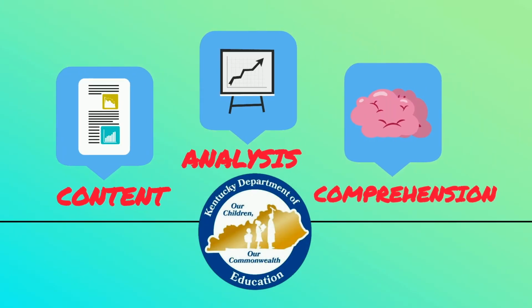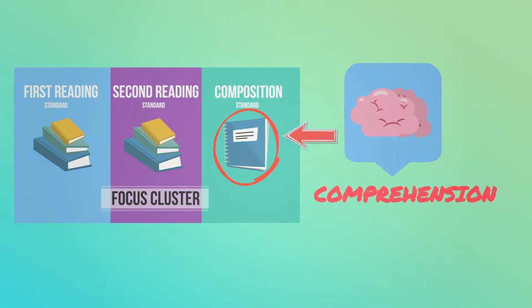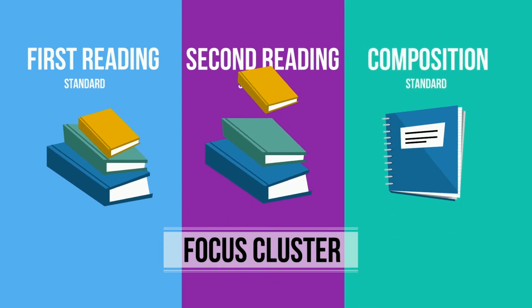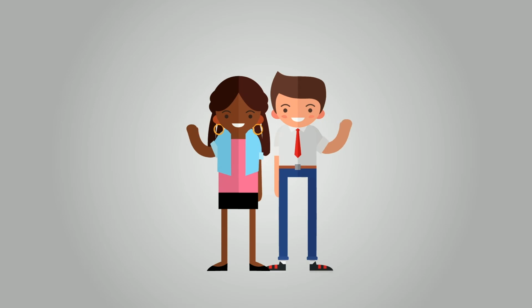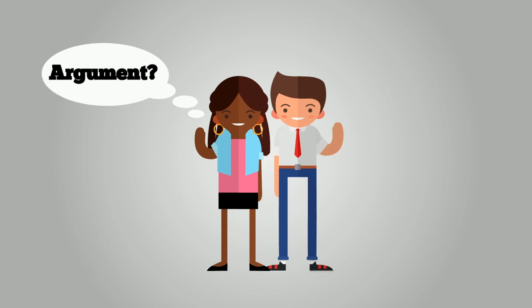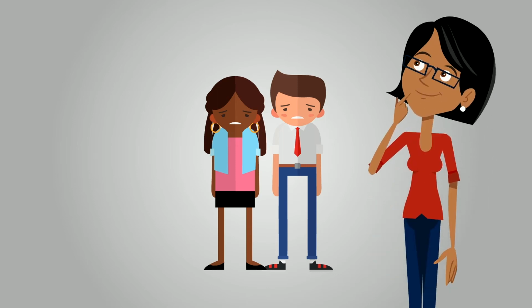As you can see, the comprehension dimension is directly related to the composition standard, which is our third standard in the focus cluster. If RL.7.2 is chosen as the first reading standard, we know that as part of the composing process, students will need to cite evidence effectively. For example, will they write an argument, C.7.1, or an informational or explanatory text, C.7.2? The evidence they choose and how they frame that evidence would be different depending on the composition standard chosen.